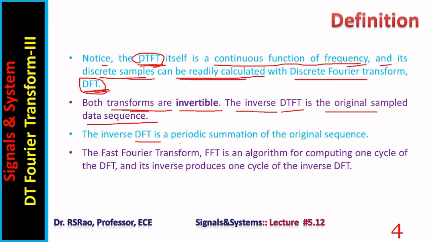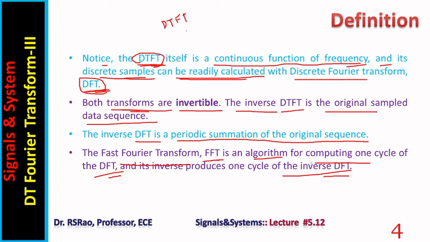The inverse DFT is a periodic summation of the original sequence. The fast Fourier transform, FFT, is an algorithm for computing one cycle of DFT, and its inverse produces one cycle of inverse DFT. So DTFT is associated with the DFT and also FFT. We need to have a clear-cut idea regarding the distinction between these three terms or transforms.